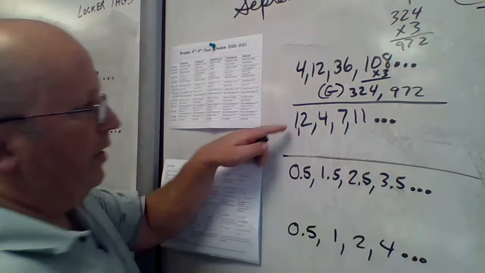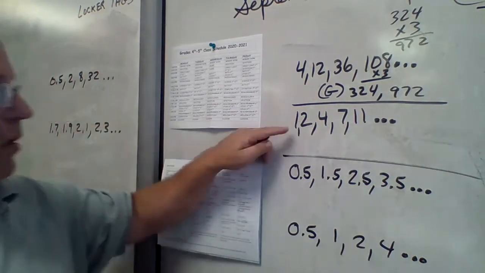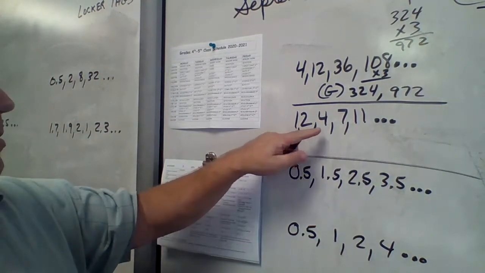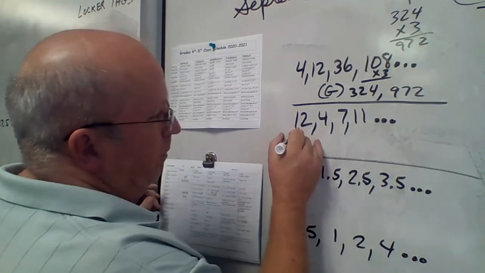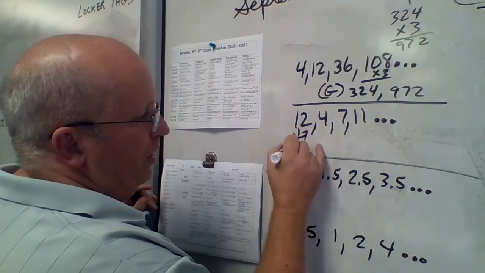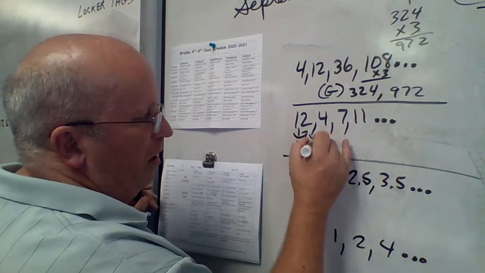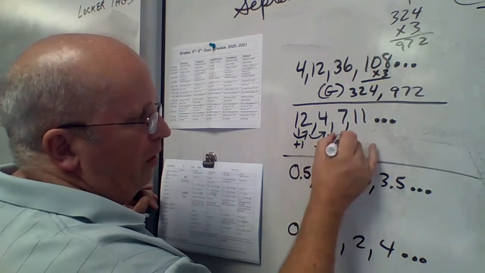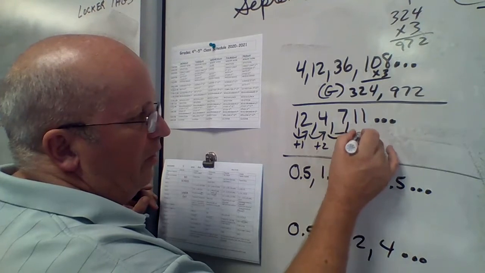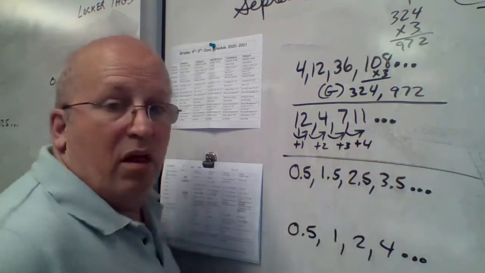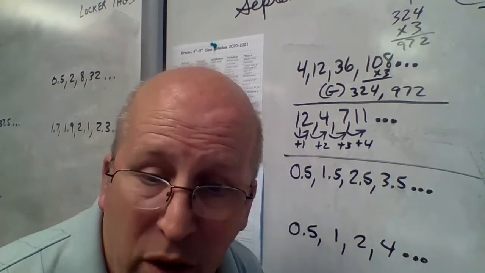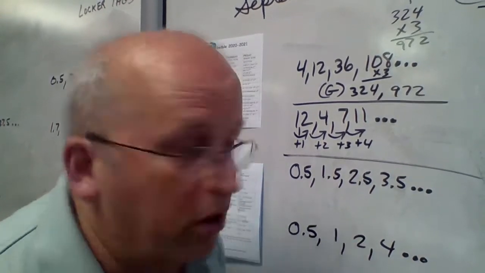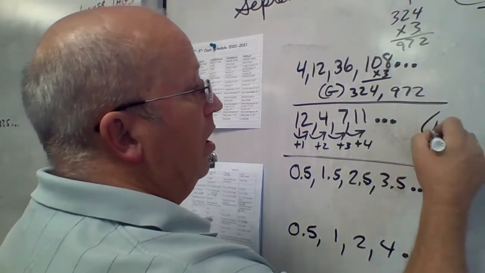Let's look at the next one right here. 1, 2, 4, 7, 11. It's not a multiplying pattern. It is an adding pattern, but it's rather strange. They added 1 here, then they added 2 here, then they added 3, and then they added 4. Guess what? This is our first pattern that's not arithmetic and not geometric. This is a neither pattern.